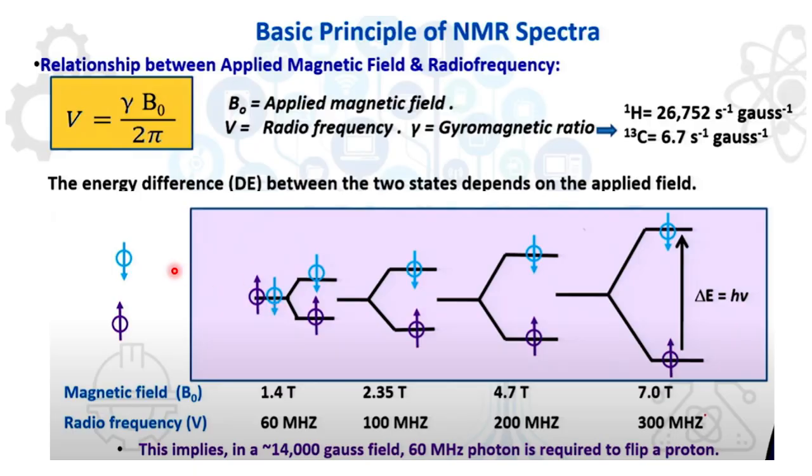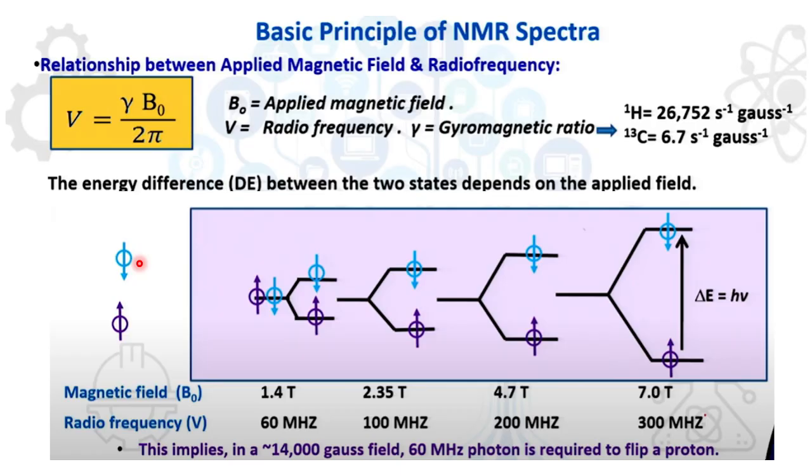Ma'am, it is not electron. It is the proton. This proton, because it is nuclear spin. So in the nucleus there is neutron and proton.